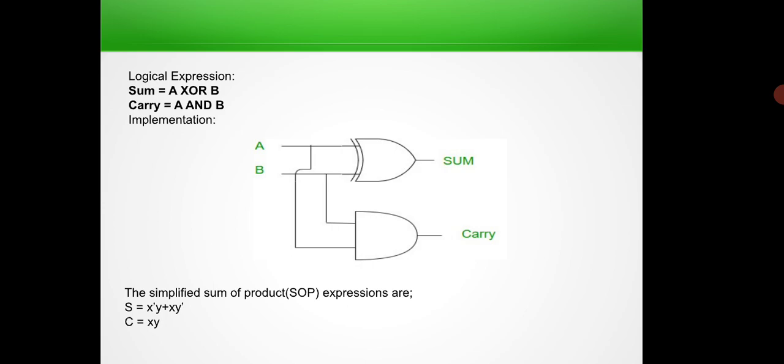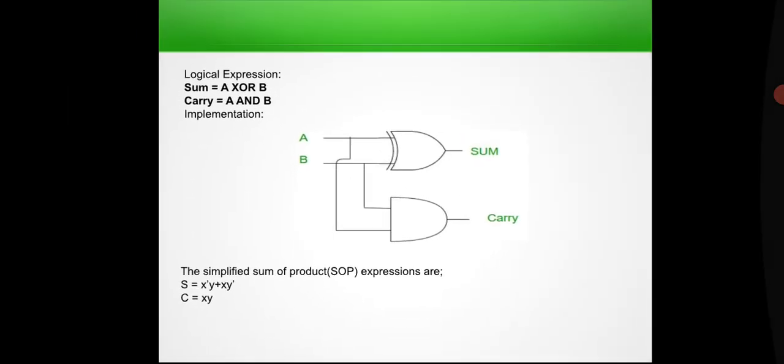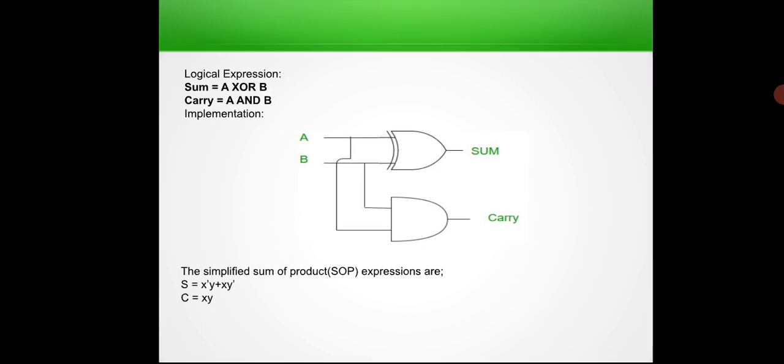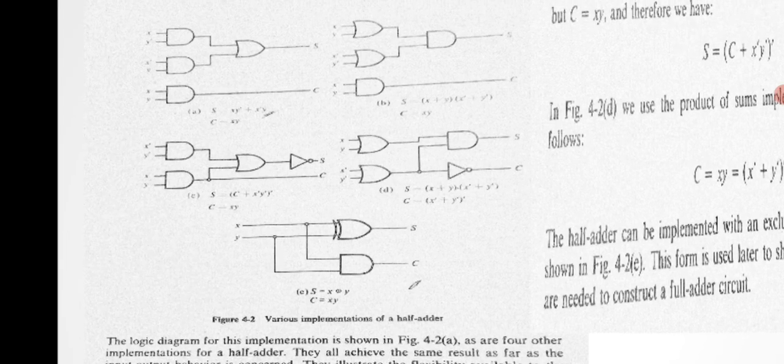Now the simplified sum of product or SOP expression. So there is one expression here. You can see the expression S equal to X dash Y plus XY dash for sum, and for carry it is XY. Now it is a simplified SOP expression. Okay, now how exactly are we going to deal with this? So I have taken this particular concept from your textbook.